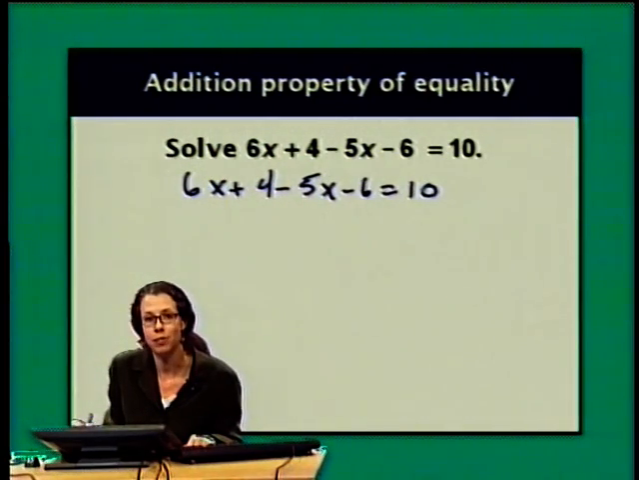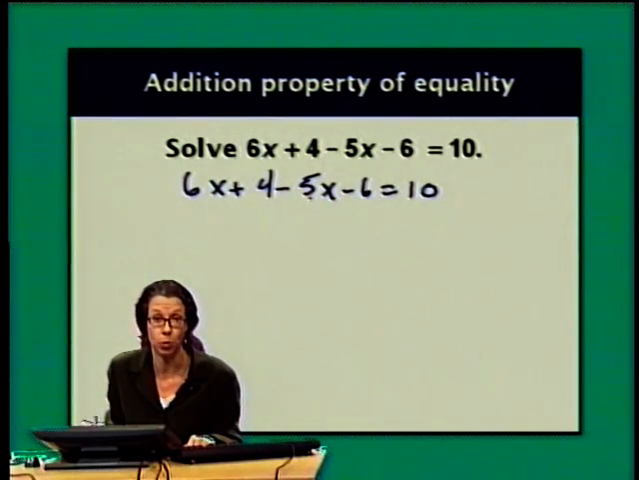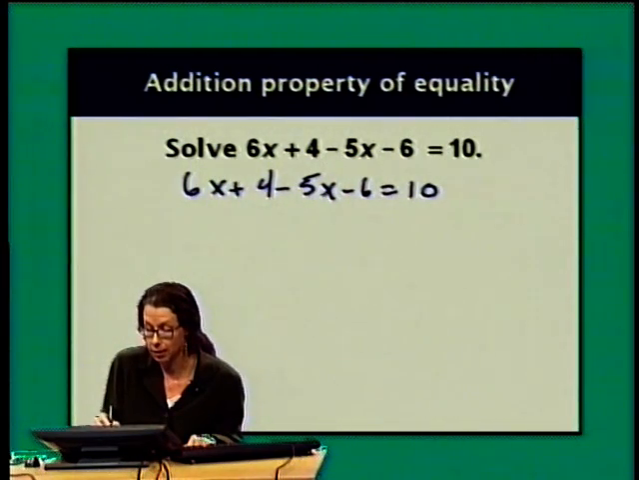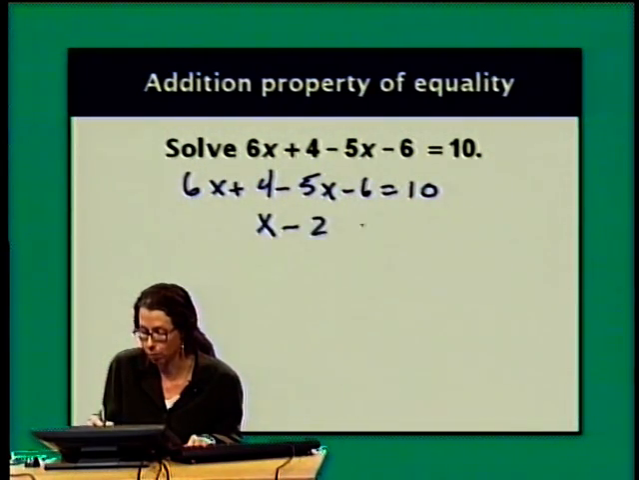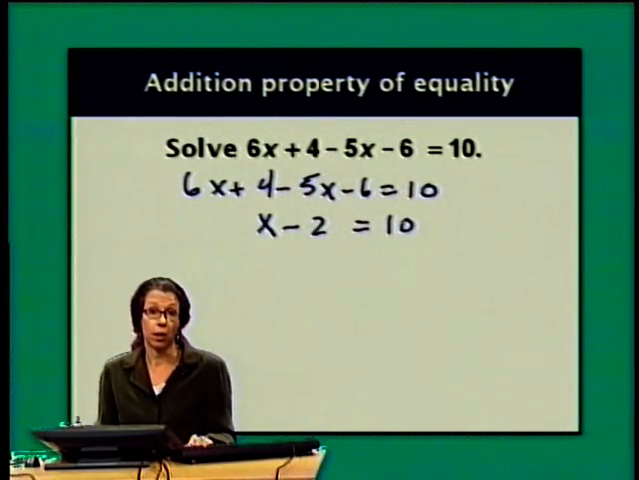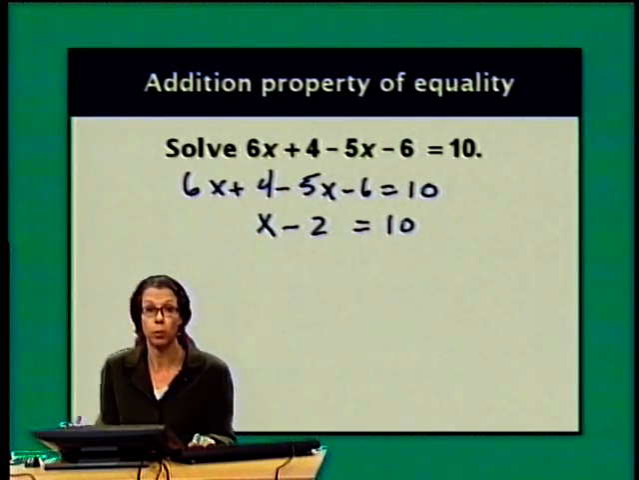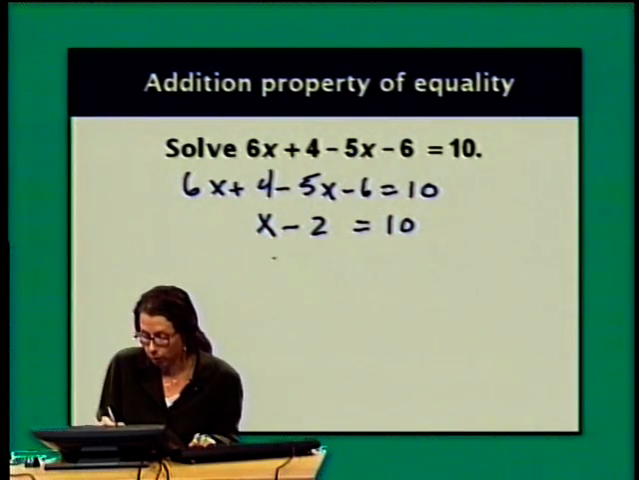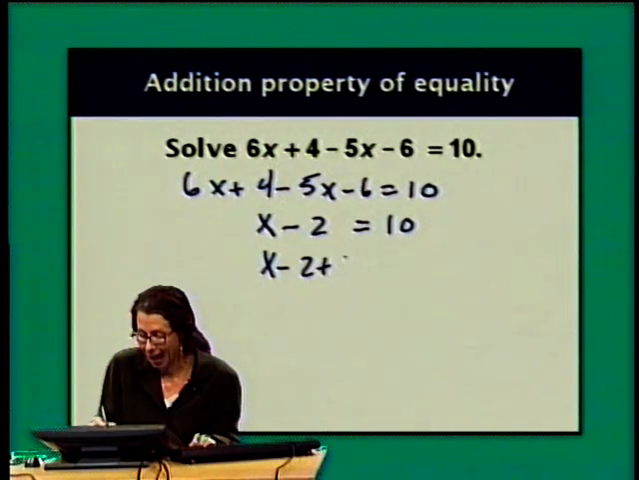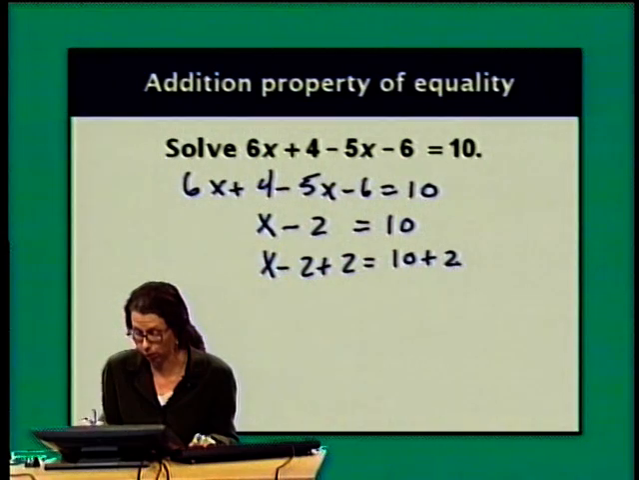And on the left-hand side, I see I have 6x and negative 5x, which are like terms. 6x minus 5x is 1x. 4 minus 6 is minus 2. And when I combine like terms on the left, I suddenly have an equation that looks just as simple as the ones we were just solving. So I'm going to continue by adding 2 to both sides to isolate the variable.